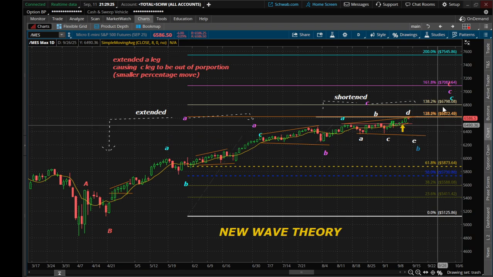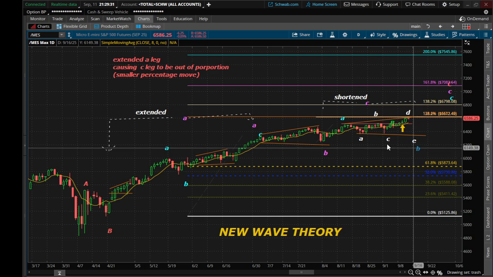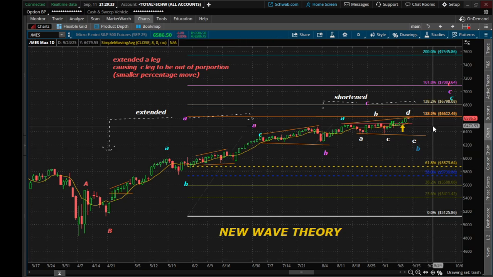And then once this is complete, we should go higher to complete our C leg. And I'll put those targets up here in just a little bit towards the end.